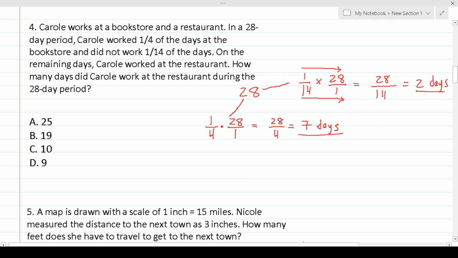Okay, and then finally, we're told that whenever she's not at the bookstore and not working, she's at the restaurant. So all we have to do is add these two together and subtract that from 28. So 7 plus 2 is 9. 28 minus 9 is 19. Okay, so not too bad. Again, there are multiple ways to do this one, but it's pretty simple. Find out what 1/4 of 28 is, add that to what 1/14 of 28 is, and then take that and subtract it from 28. Okay?